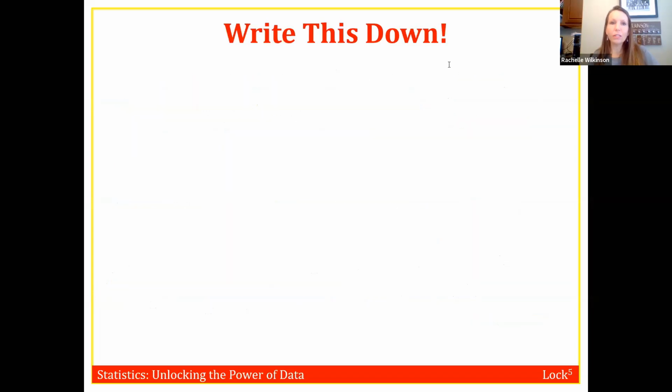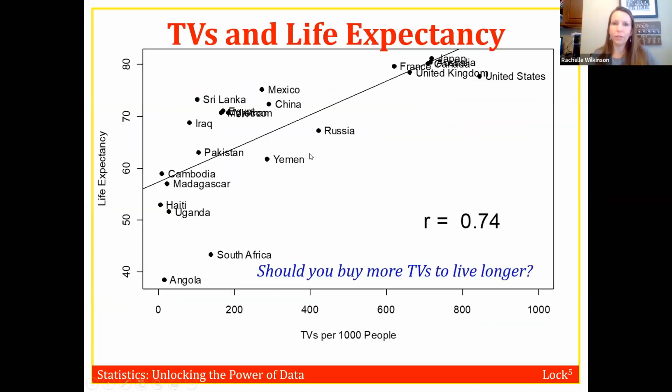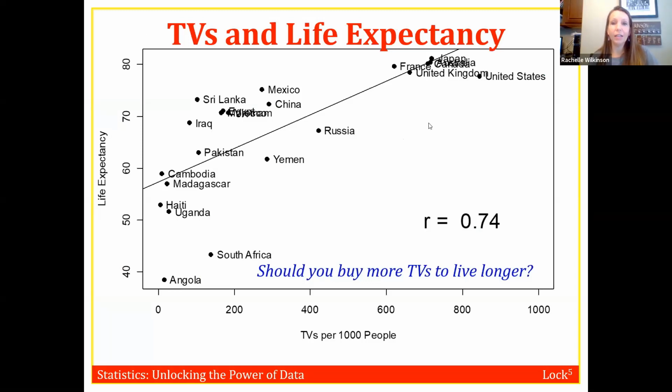All right, so here's another example of a time when we're going to have a confounding variable. So if we look at the number of TVs per 1,000 people and we look at life expectancy, then again, we're going to see a positive relationship. So does that mean that we can just solve all the world problems by getting everybody a TV? Like Netflix saves lives, hooray?